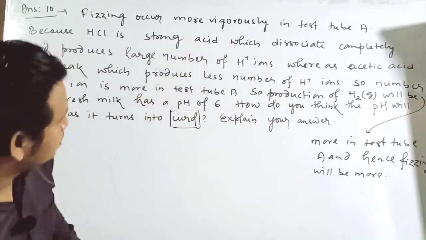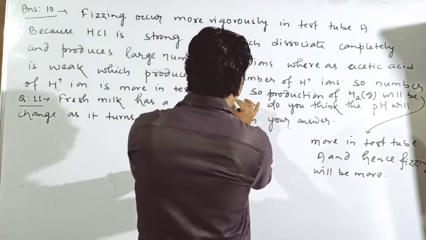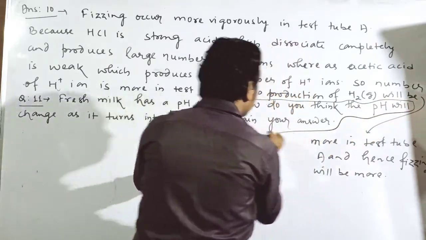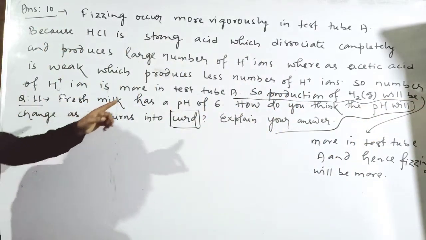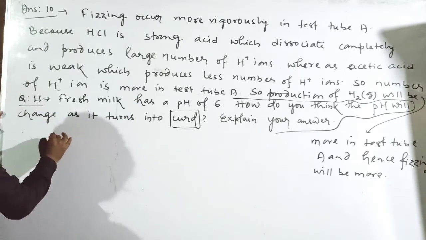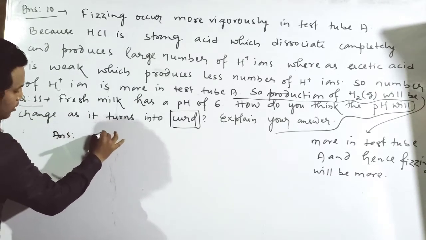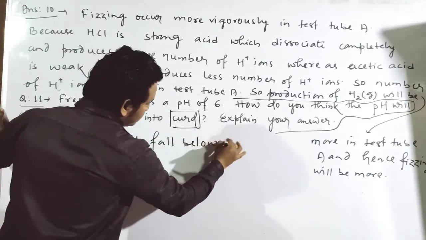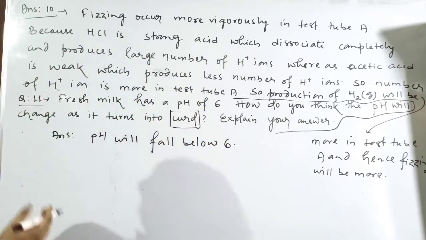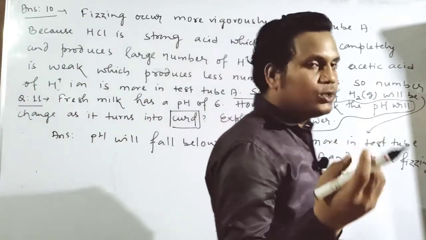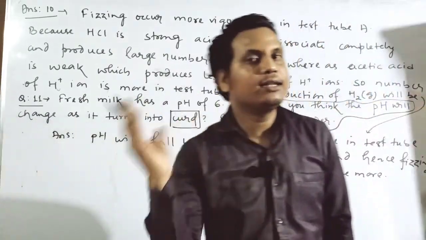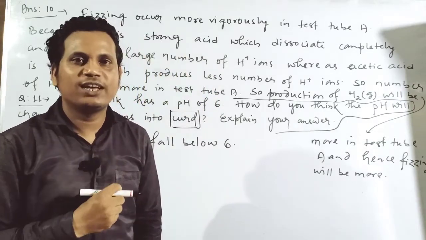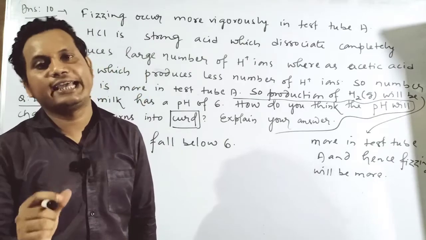Okay. So how do you think the pH will change? The answer will be, the pH will fall below 6. Why will the pH fall below 6? Because, you see, first it was milk, then converted to curd. So curd has a sour taste. खट्टा होता है. Why? Due to the presence of lactic acid.